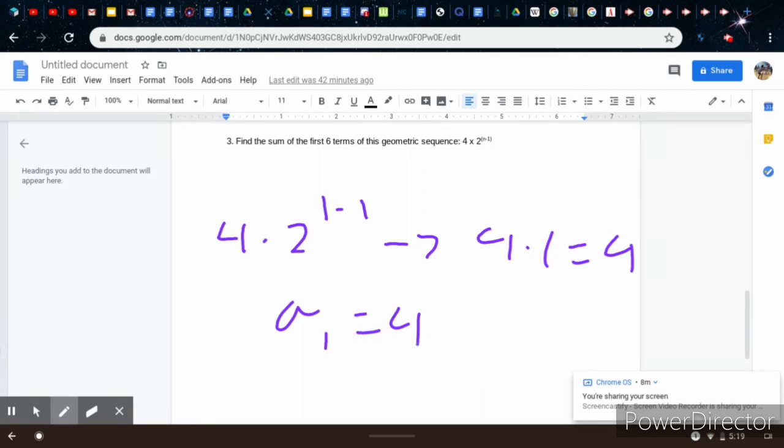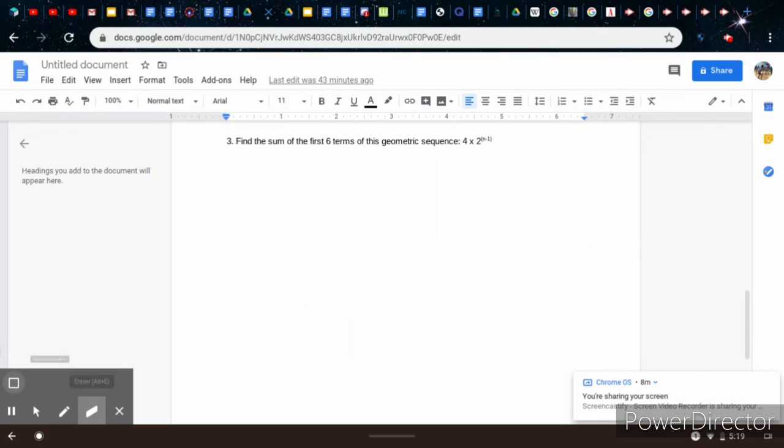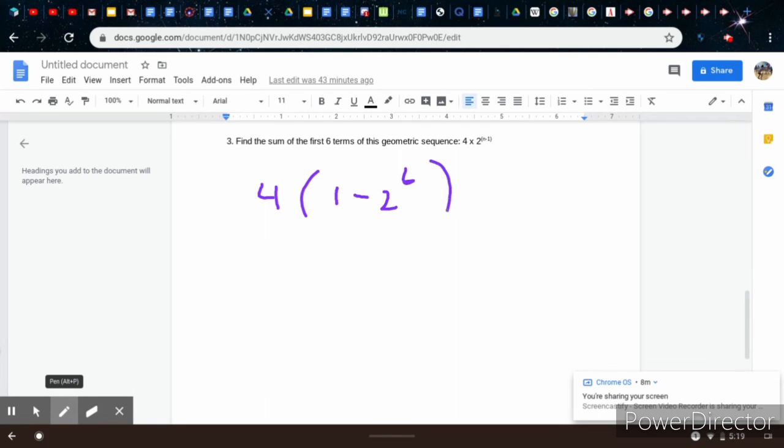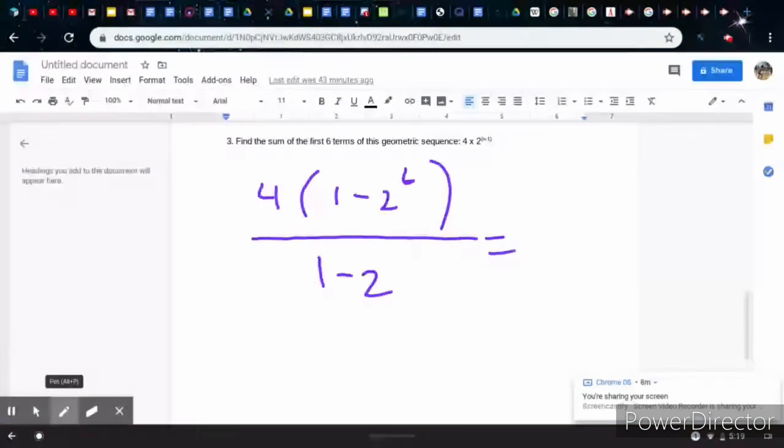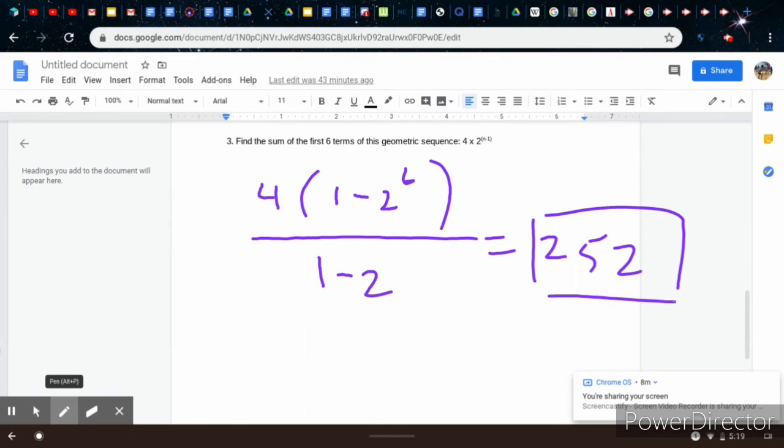So now let's plug all our variables into our formula. So we have 4 times (1 minus 2 to the 6th), because 2 is our common ratio and 6 is our n, the number of terms in our sequence, over 1 minus 2. And this would equal 252. Okay, so this is our answer for the sum of the first 6 terms of the geometric sequence 4 times 2 to the n minus 1 power.